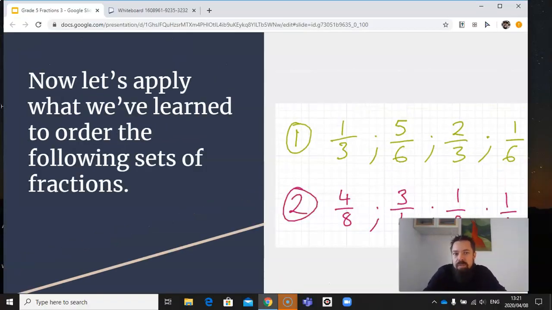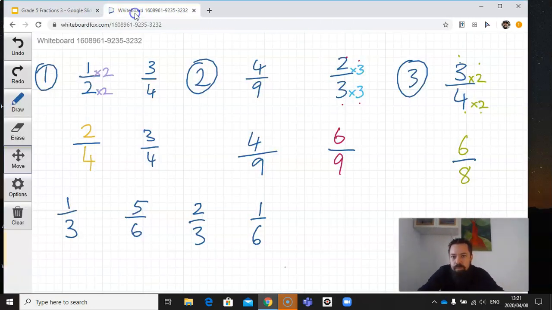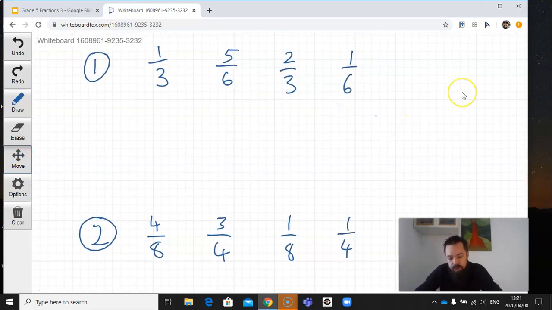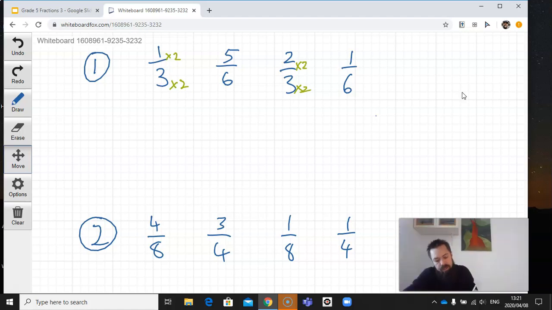Right, switching back over to my whiteboard. Let's move the screen to get rid of all the other things from there. Right, so we'll start off with the first one. Okay, so I'm sure that you will have, at this point in the game, noticed that we could make all of the denominators into 6. So first up, I'm just going to make sure all of them are the same. I times that by 2. If I times that by 2, I can then get them all to being over 6.